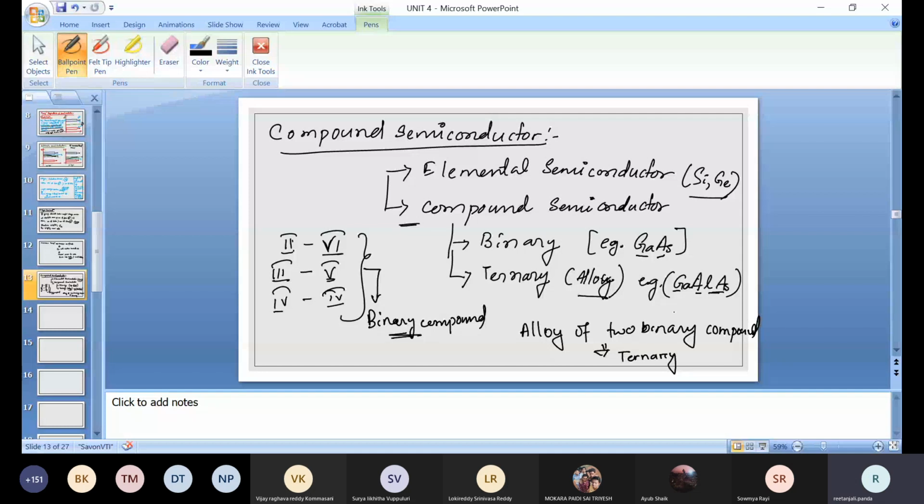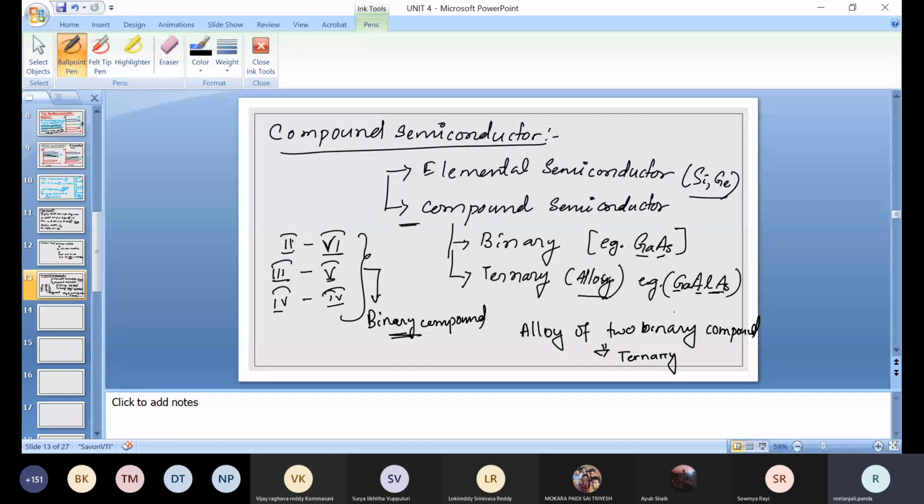Here also the temperature is going to play a role. If you increase the temperature, the number of free electrons or the number of holes is going to increase, and they will act as a semiconductor. Their conducting capacity is going to increase. Generally at room temperature, these compound semiconductors are very useful. Clear? We are left with one more topic, that is amorphous semiconductors and organic semiconductors.